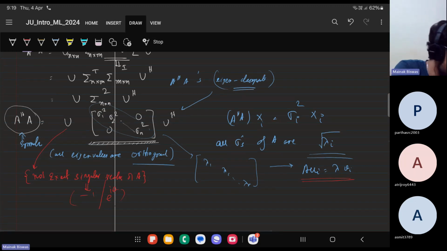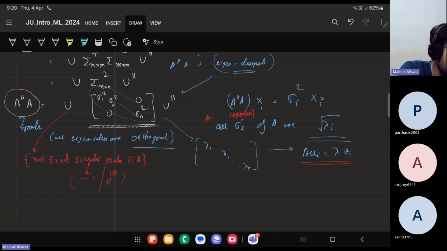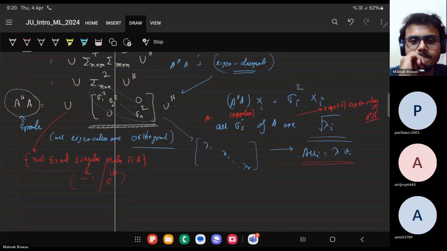So the important takeaway is this: the sigmas of A, the singular values of A, are the square roots of the eigenvalues of A Hermitian A. Is it okay?